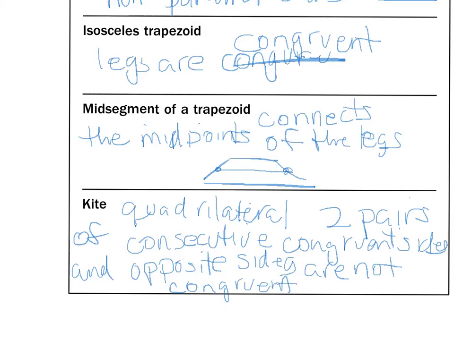Don't let this fool you with big vocabulary. A kite is a kite shape. So where these two sides are the same, consecutive, they come right after another and they're congruent. The two long bottom sides are the same.